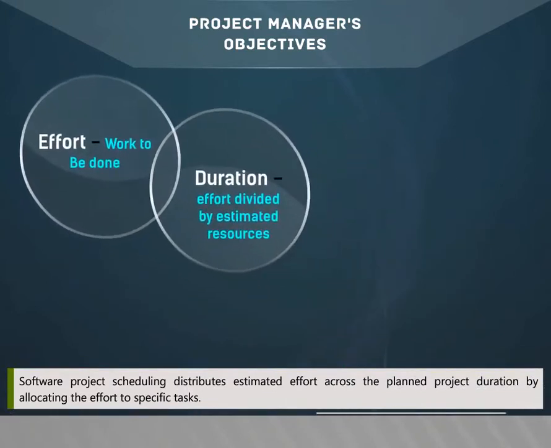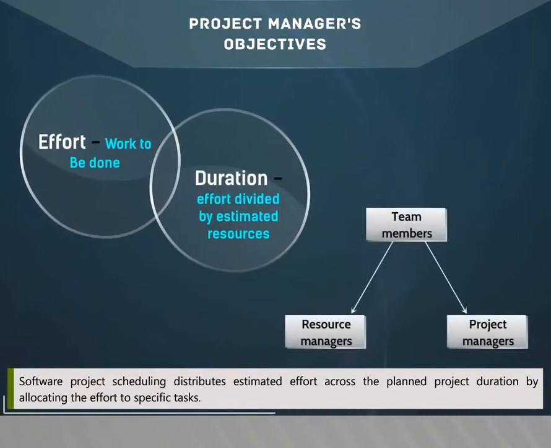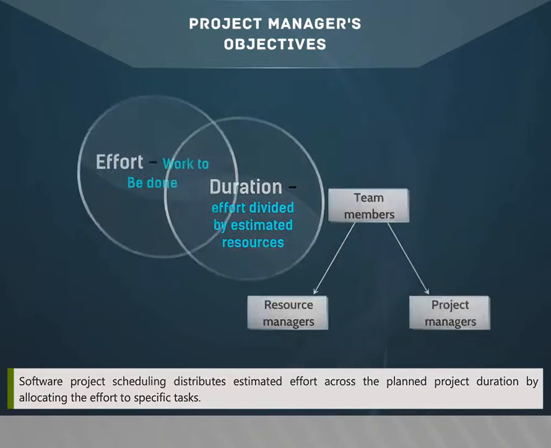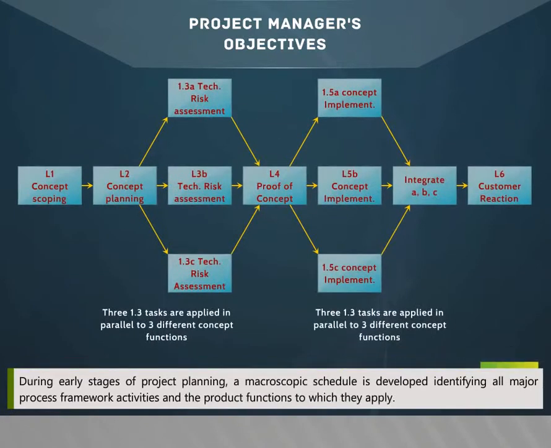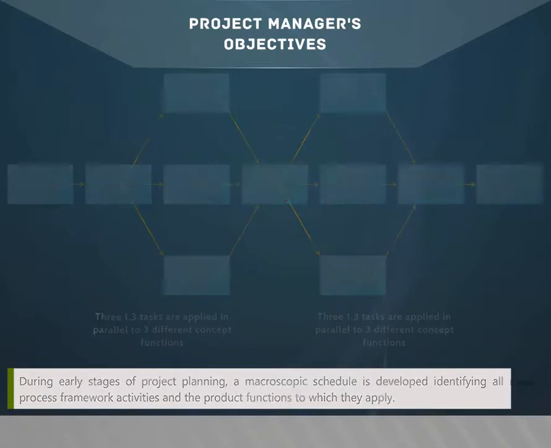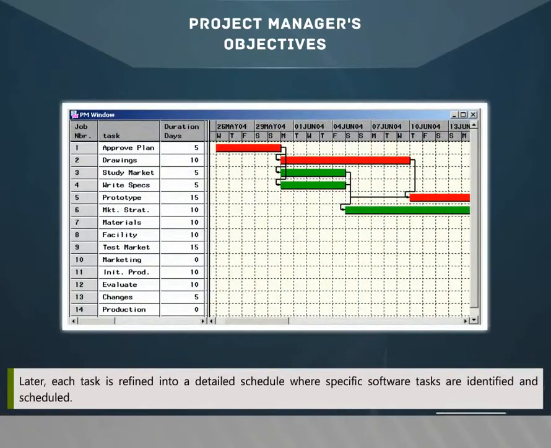Software project scheduling distributes estimated effort across the planned project duration by allocating the effort to specific tasks. During early stages of project planning, a macroscopic schedule is developed, identifying all major process framework activities and the product functions to which they apply. Later, each task is refined into a detailed schedule where specific software tasks are identified and scheduled.